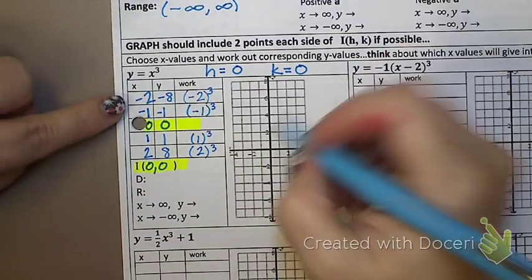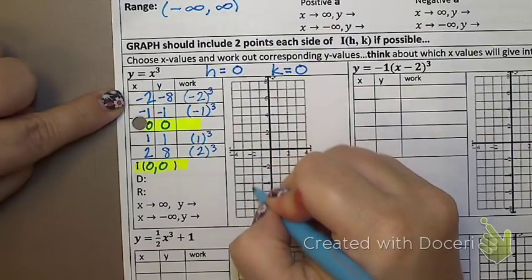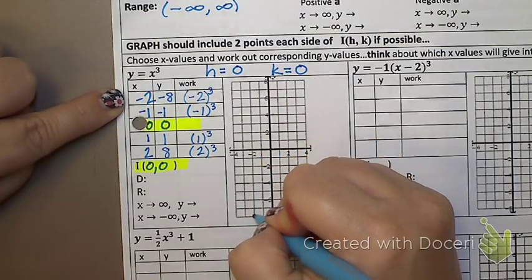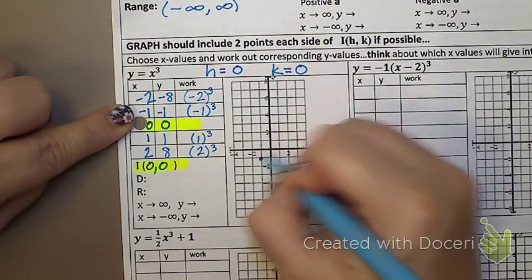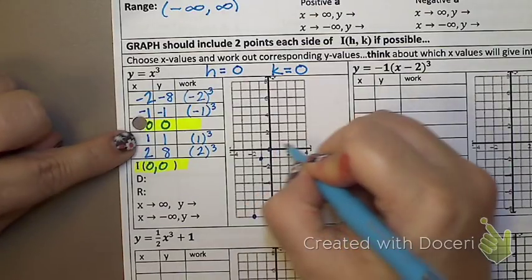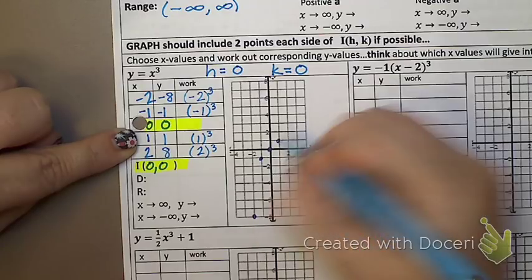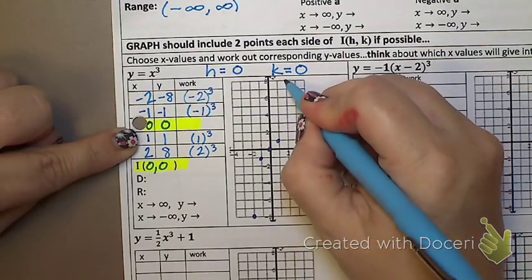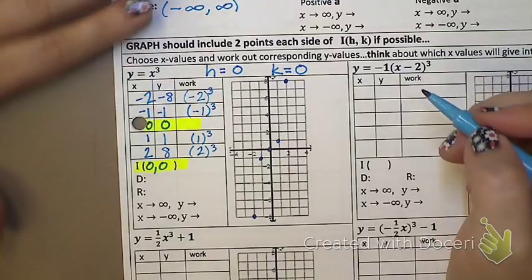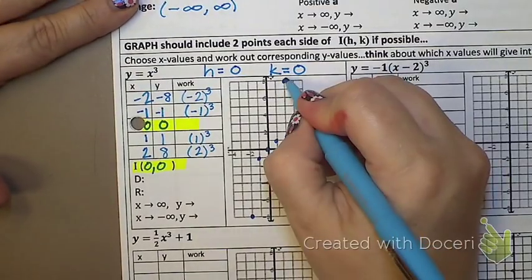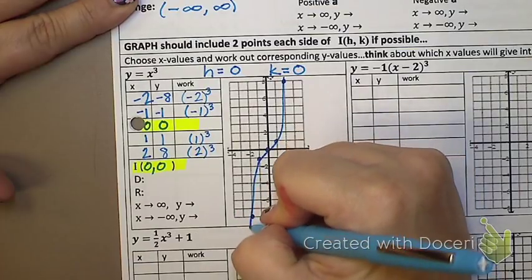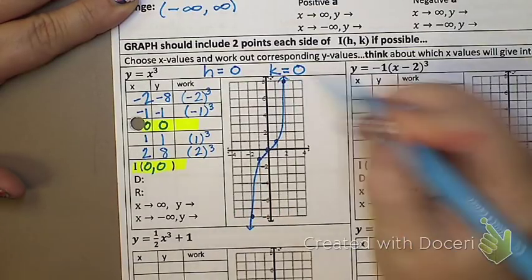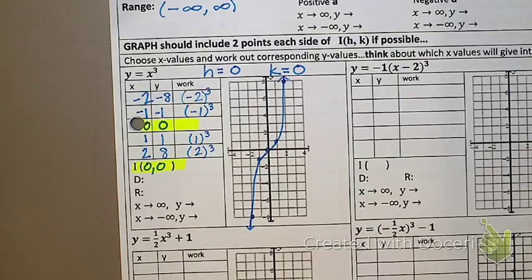Okay, so let's see. -2, -8 is all the way down at the bottom. -1, -1, 0, 0, 1, 1, and 2, 8. And then we play dot to dot. And finish it off with some arrows at the end. Yes?